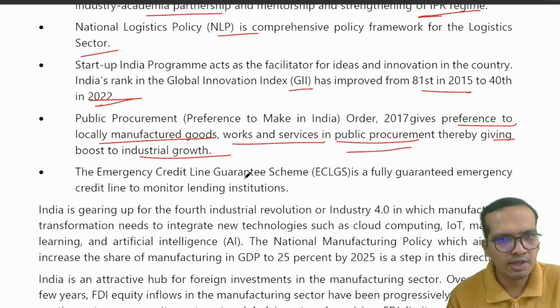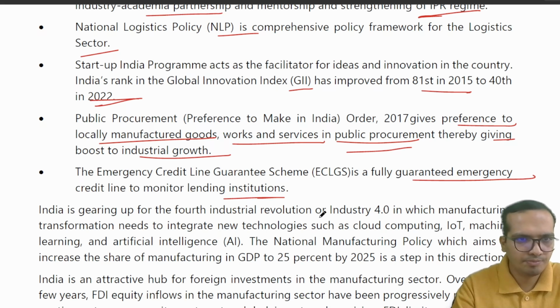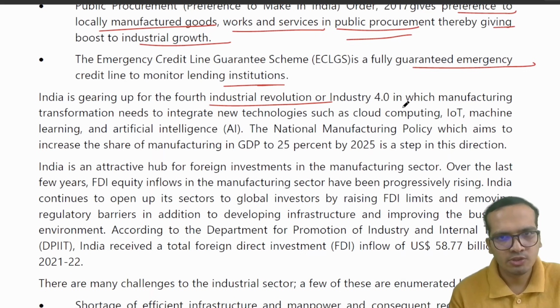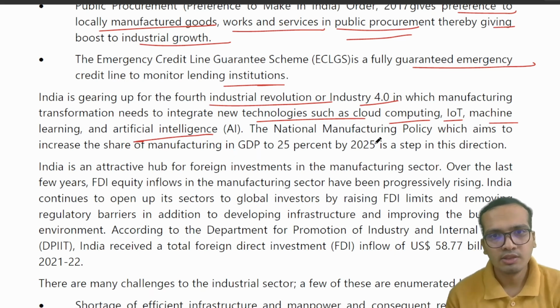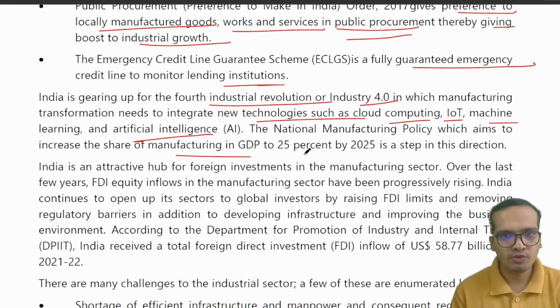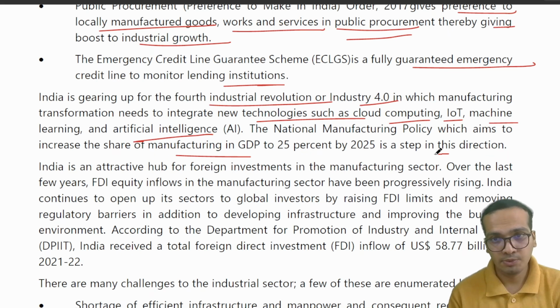The Emergency Credit Line Guarantee Scheme (ECLGS) is a fully guaranteed emergency credit line to eligible lending institutions. India is gearing up for the fourth industrial revolution, or Industry 4.0, in which manufacturing transformation needs to integrate new technologies such as cloud computing, IoT, machine learning, and artificial intelligence (AI). The National Manufacturing Policy, which aims to increase the share of manufacturing in GDP to 25% by 2025, is a step in this direction.